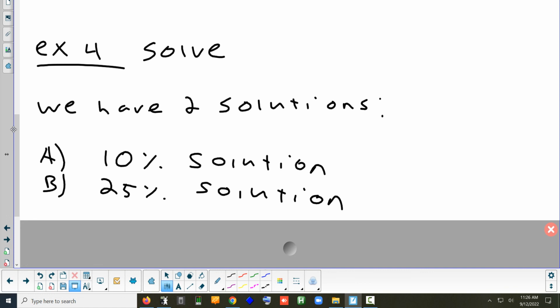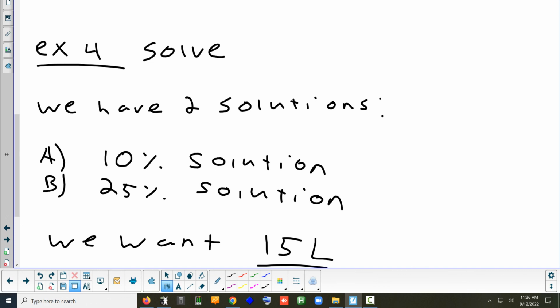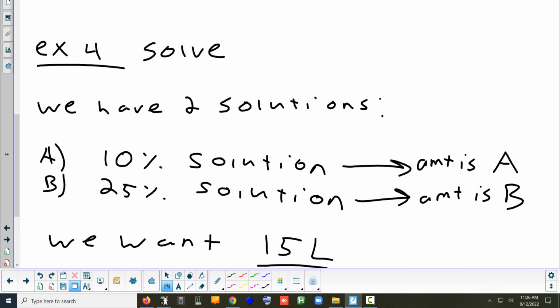What variable do you think we should use to represent how many liters we're going to use of solution A? What would be a good letter? I would just use A because that's the name of the solution, so then we'll remember. So the amount here is A, and I would do the same thing here. The amount there is B. So we're going to use A liters of the 10% and B liters of the 25%.